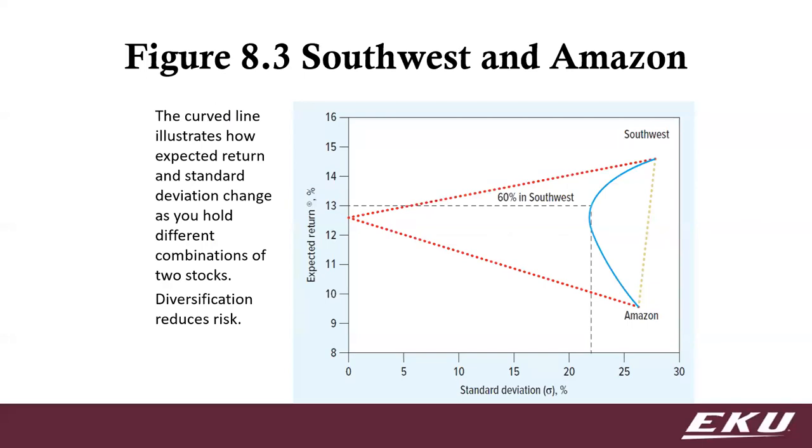So in our particular case, we had Southwest Airlines and we had Amazon, 60% in Southwest, 40% in Amazon. They gave us the standard deviation and the expected return for each. And then we built a portfolio. And if you notice, it's that blue line. Now, if our correlation between them had been 1, our line would have been that yellow dashed line, right? We would have been somewhere along that line, which means we're not getting a diversification benefit.